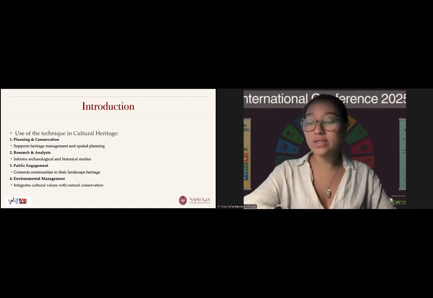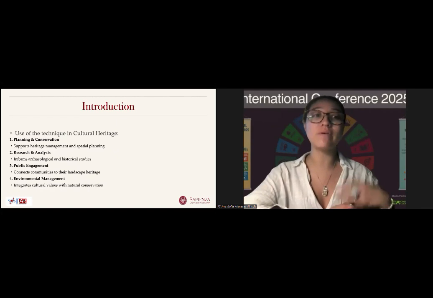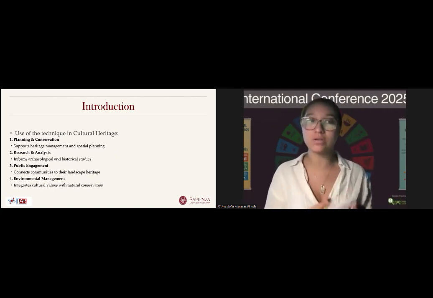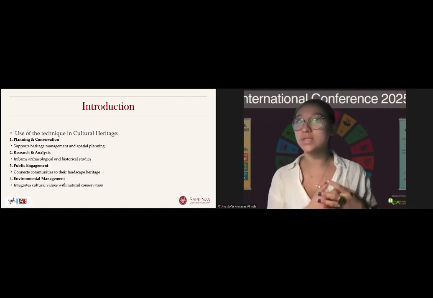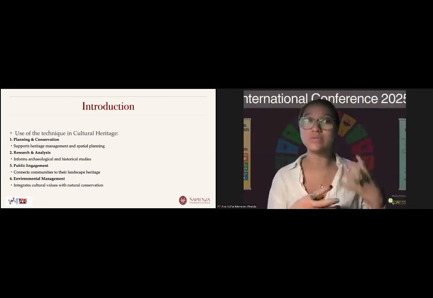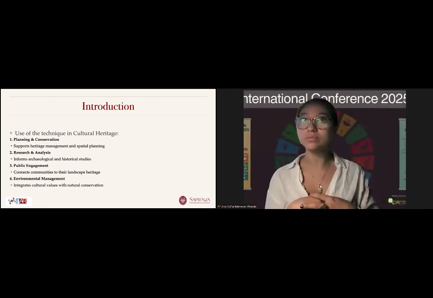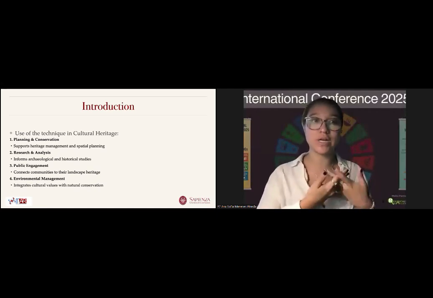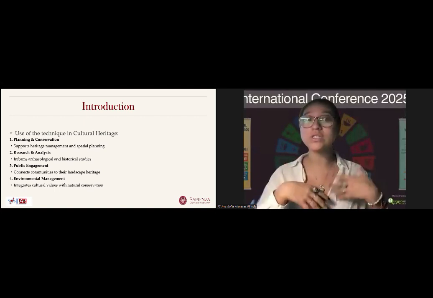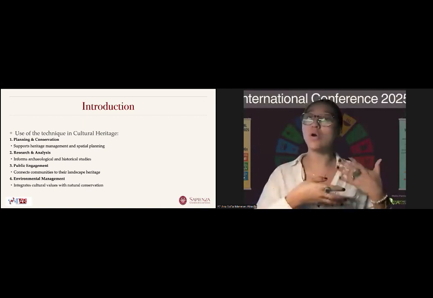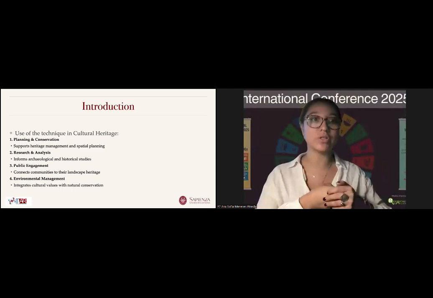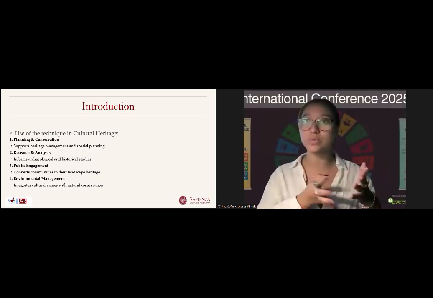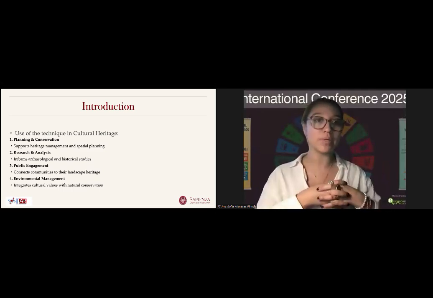The use of this technique involves several things, but it basically helps with planning and conservation. So in this part it helps heritage management and the conservation of landscape that has been of historic importance. It helps also in research and analysis, so it helps archaeologists, historians, and other cultural heritage specialists make informed decisions about how to proceed with the conservation of different monuments.